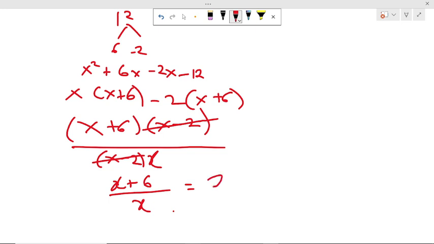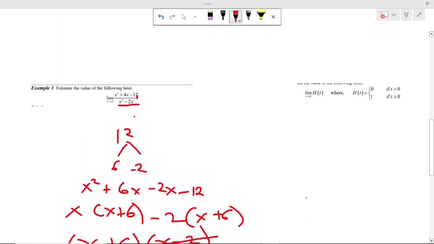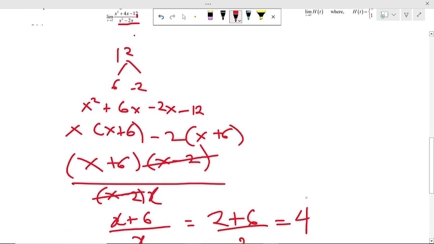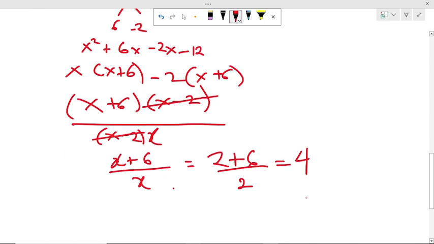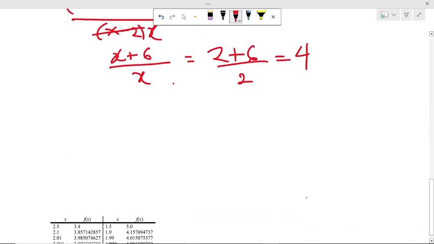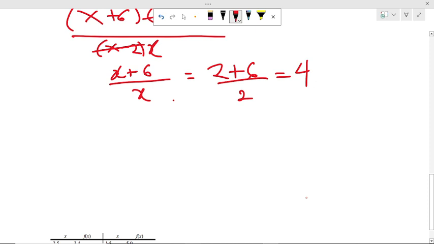So when we put 2 inside this, we are going to get 2 plus 6 divided by 2. Then we get our final answer to be 4, as we did for the other side. So we can do this in two forms, right? After doing this, we know that the limit exists. But sometimes the limit does not exist.